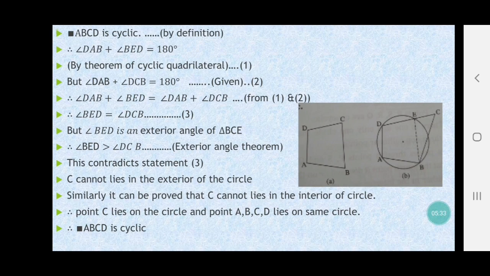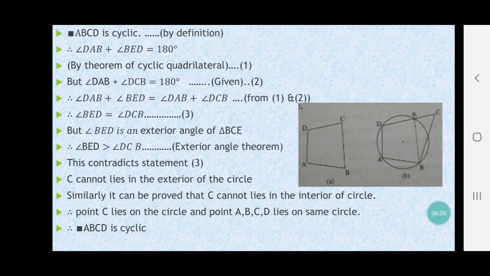Fine, but angle DEB is the exterior angle of triangle BEC, right? Exterior angle it is, so it will be greater than the remote interior angle, right? The exterior angle theorem we have all done. So angle BED is greater than angle BCE. This is contradicting our equation number 3.